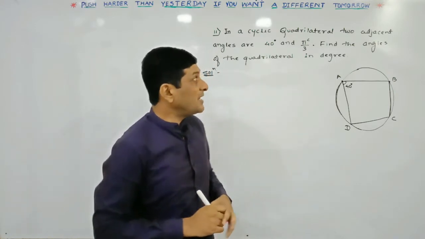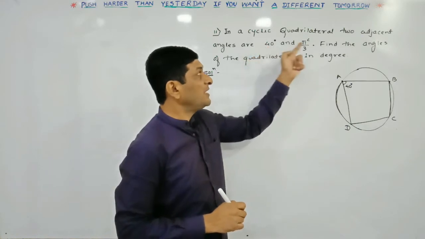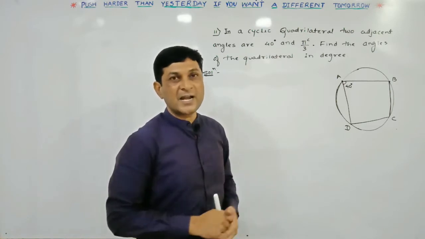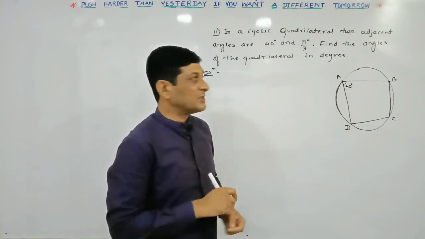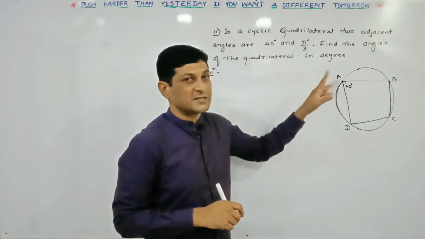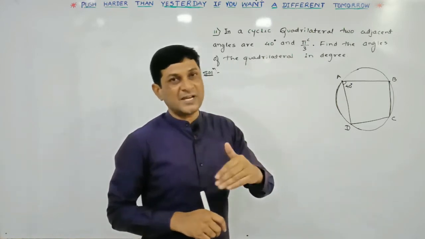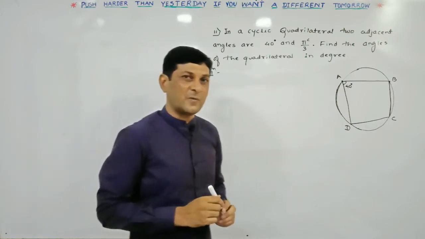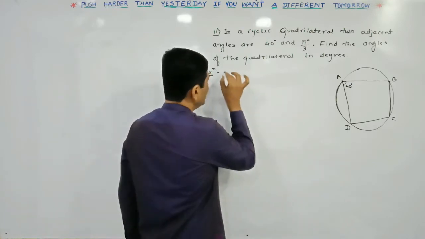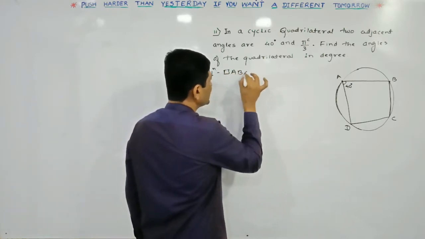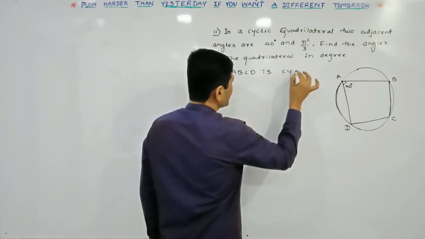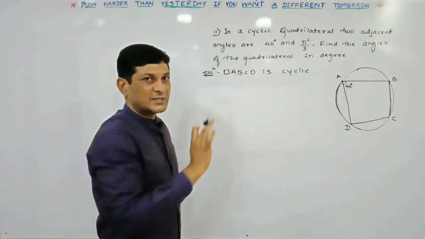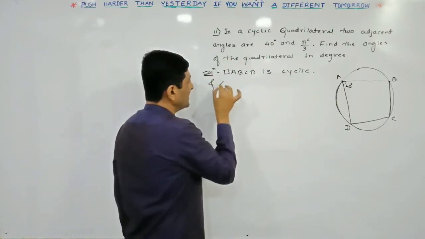Cyclic quadrilateral, and its two adjacent angles are 40 degrees and the second angle is pi radian upon 3. Means two adjacent angles of a cyclic quadrilateral are given to us. Using this condition, the question is to find out the angles of the quadrilateral in degrees. So two angles are given and we have to find the other two angles using the condition that this quadrilateral is cyclic. So here we are supposing that quadrilateral ABCD is cyclic.